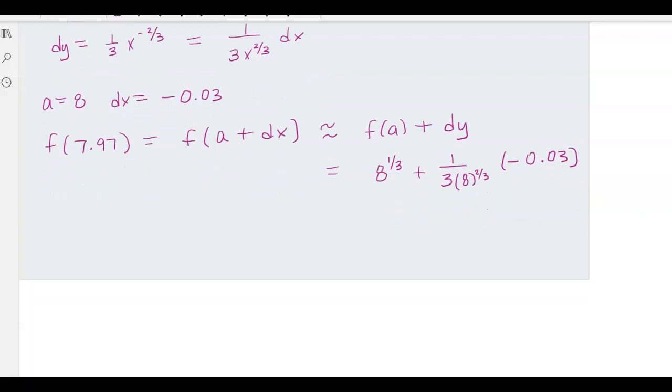Okay, plug this into a calculator. So we have 2 plus, this is going to be 1/12. Let's see, 2 plus 1/12. I'm getting 1.9975, and this is our estimate.